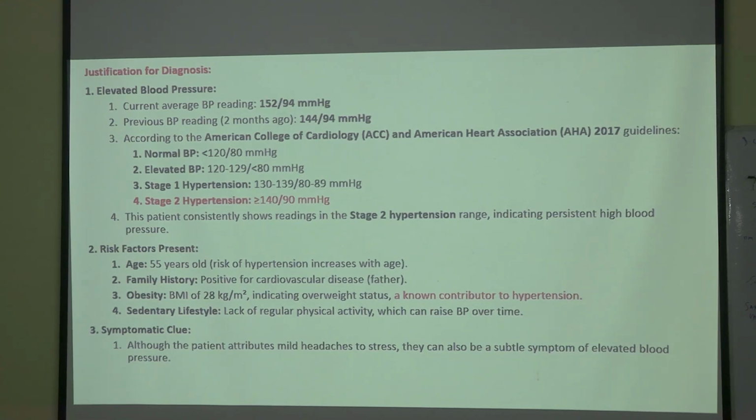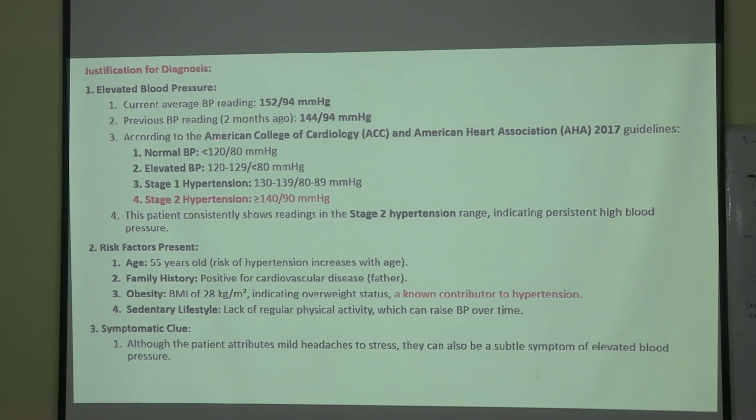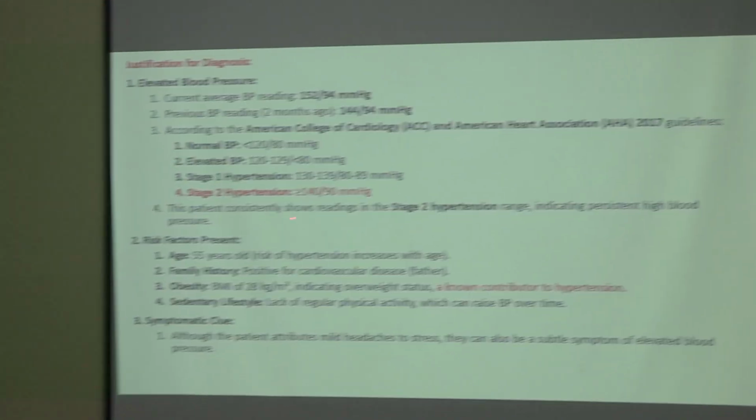152/94. These are some references. In the case of stage 2, it is 140 or greater for systolic and 90 or above for diastolic. So based on this reference chart, we can compare our subject. This consistently shows readings in the stage 2 hypertension range.